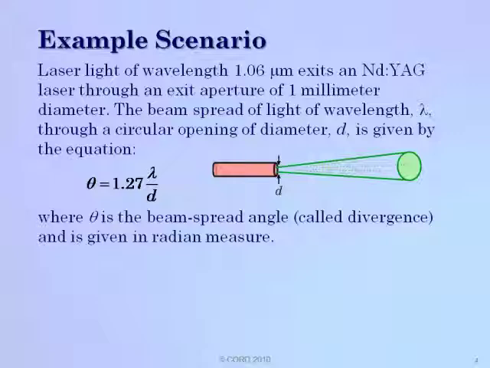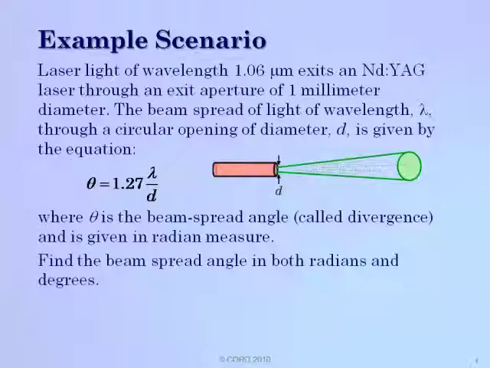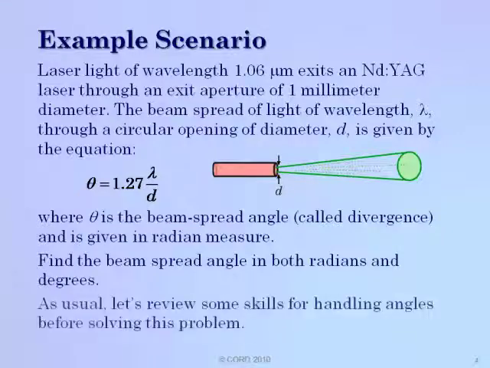And that's given usually in radian measure. So we need to find the beam spread angle in both radians and the more familiar degrees. Well, to do that, we'll have to learn a little bit more about angle measure, and so let's go and do that, and we'll come back and solve this problem in a minute.